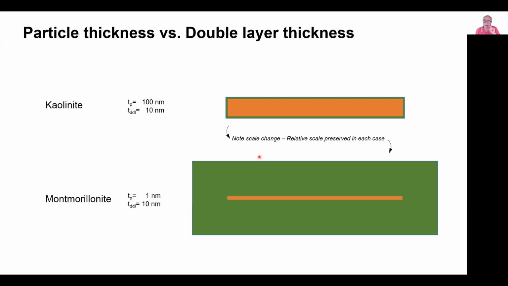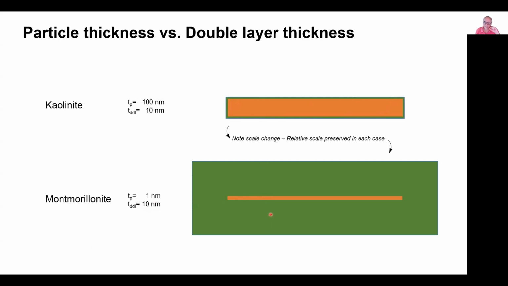But furthermore, let's look at things in real scale. This is the thickness of a kaolin particle, let's say 100 nanometers, and the thickness of the double layer is 10 nanometers. So this is the way the thickness of the double layer would look around a kaolin particle. But what happens in a fully swollen montmorillonite? Well, the particle would be 9.6 angstroms, 1 nanometer, but the thickness of the double layer, if it is still 10 nanometers, would be much, much thicker than the particle.